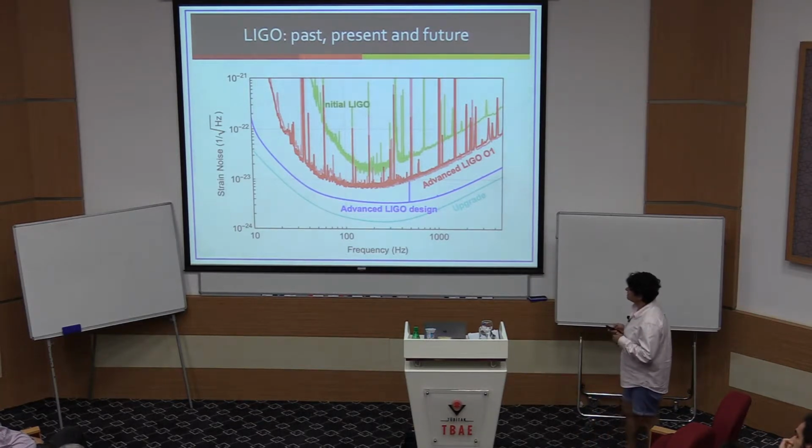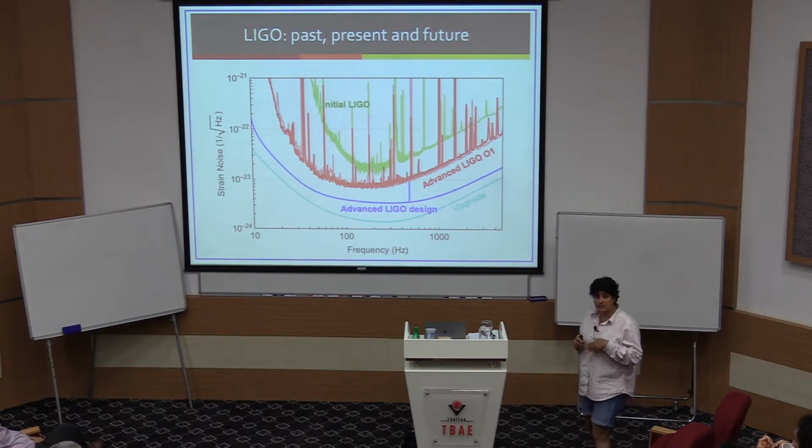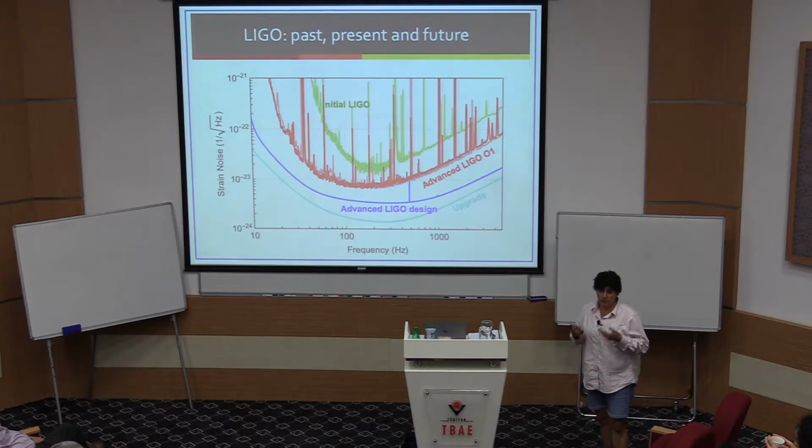So what I want to do now is to talk a little bit about how we go from the green curve to the red curve to the blue curve to the cyan curve, because that really is the process of eliminating fundamental noise sources. Okay?